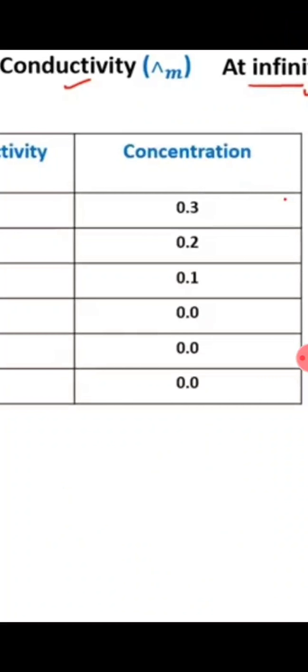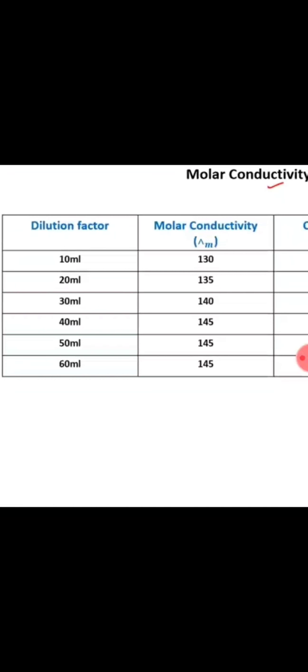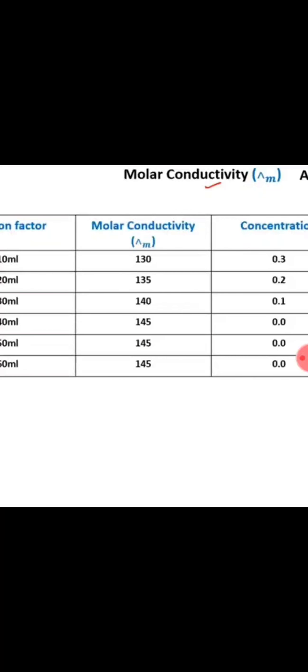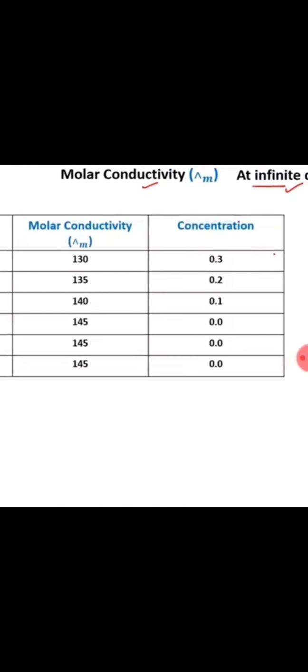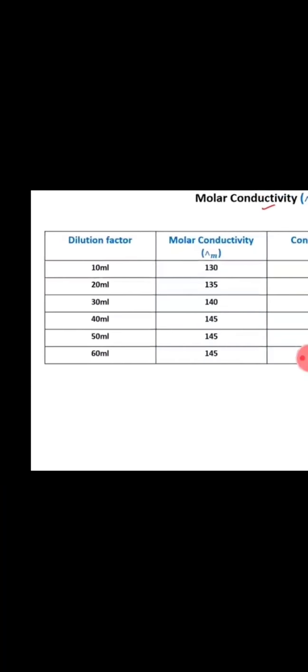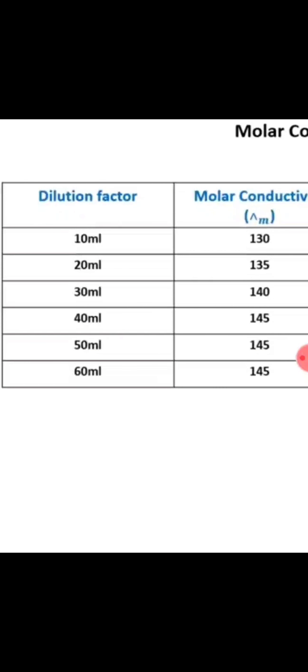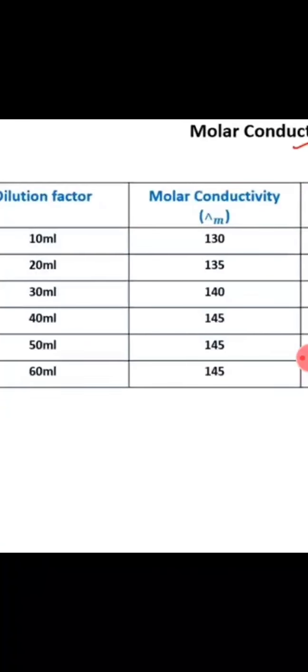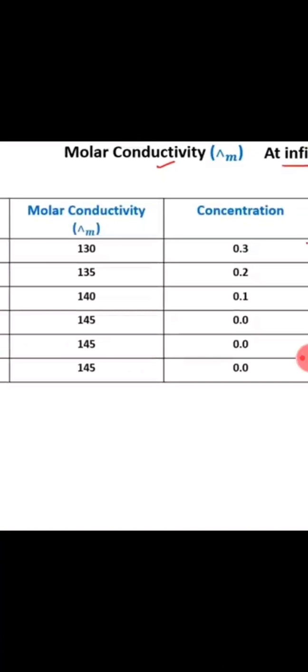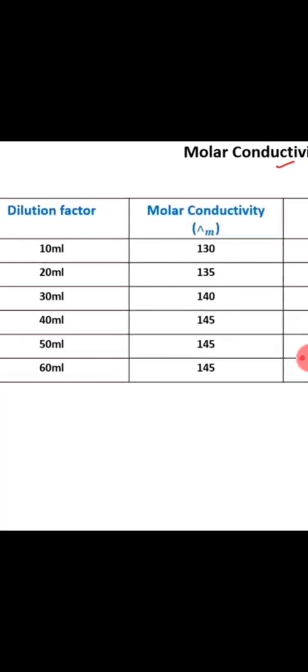Now let us observe this table in detail. Children, you can see that in the first row, when the dilution factor is 10 ml, the molar conductivity value is 130 and the concentration mentioned here is 0.3. And as the dilution factor is doubled, that is now 20 ml, the molar conductivity value has increased to 135 and the concentration has gone down. So like this, every time 10 ml of water has been added.